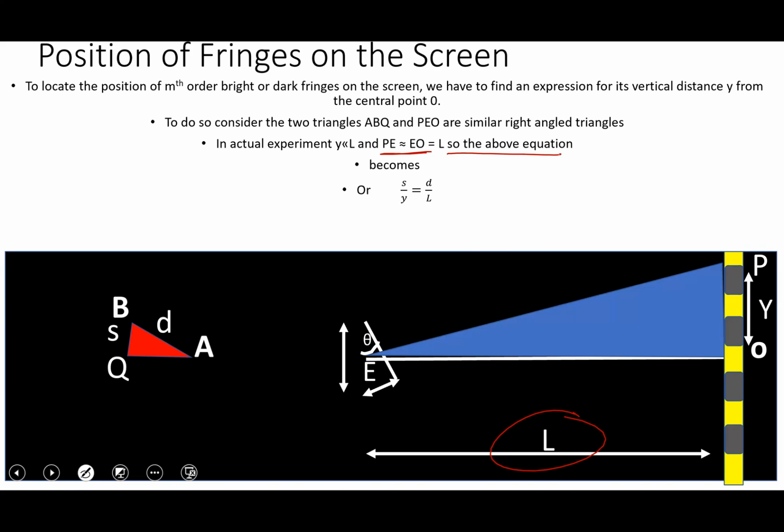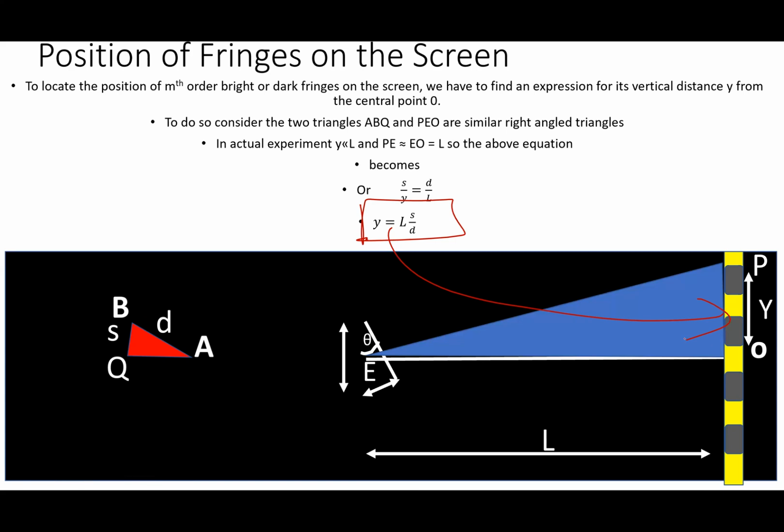And so the above equation will become, S, which is the perpendicular part of one triangle, and D, which is the hypotenuse of triangle ABQ, divided by L, which is the hypotenuse, or you can say part of the triangle PEO. Now, if we want to find out y, we should rearrange the whole equation so we can find the value of y. Y will be equal to L into S divided by D. And in this way, we are able to find the nth distance of the fringe occurring on the screen.